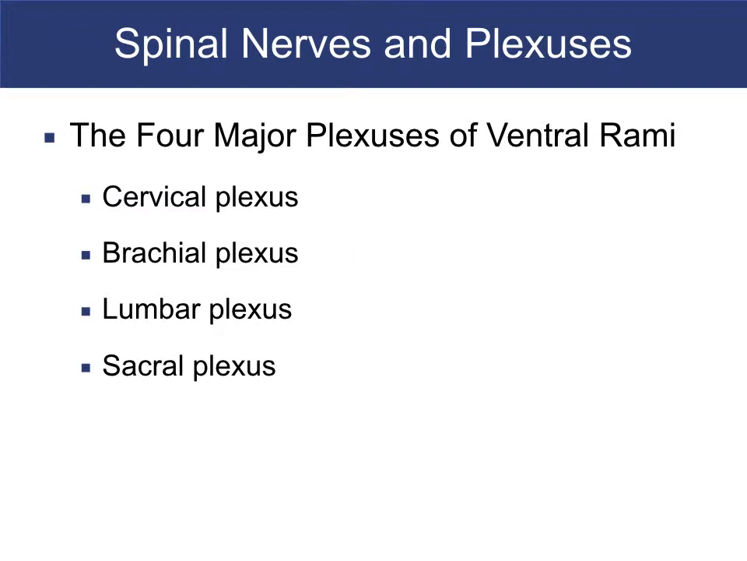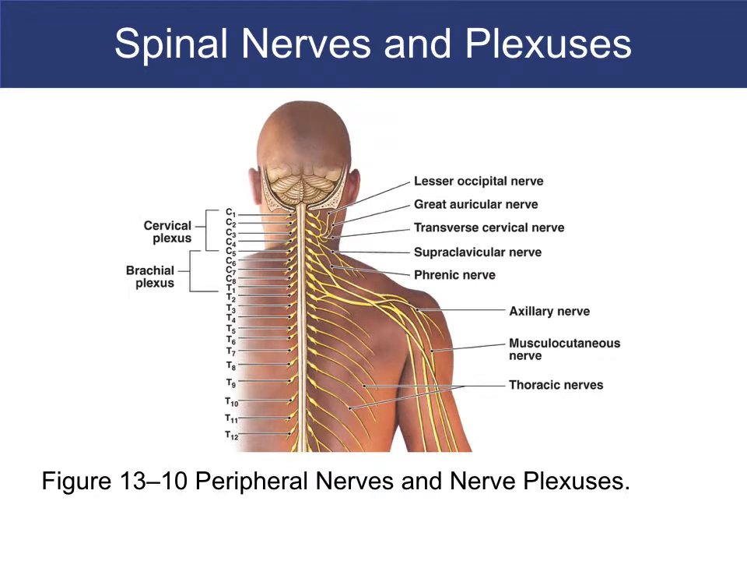We have 4 major plexuses, and remember that these plexuses only involve the ventral rami. They do not involve the skunk stripe branch. They only involve the ventral rami that come around in front. There's the cervical plexus up here in the neck. There's the brachial plexus, which really serves the arm. There's a lumbar plexus that kind of serves the lumbar and pelvic area. And then there's a sacral plexus that involves even lower yet.